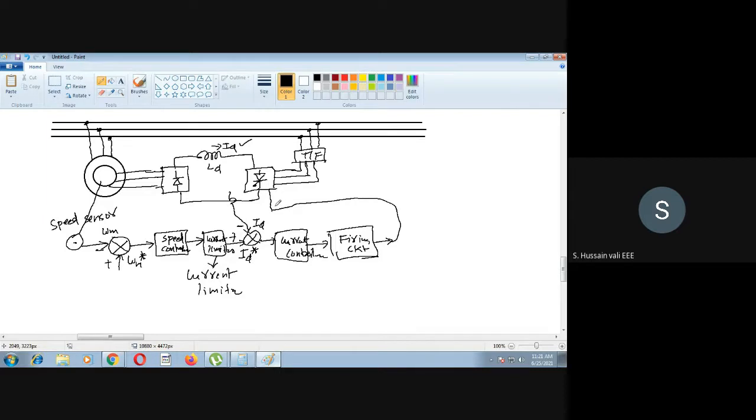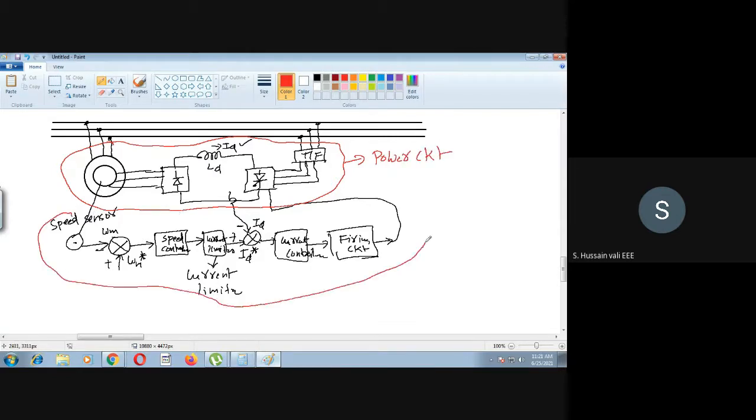So this part is the power circuit. This part is the control, we can call it the feedback path. This is the forward path. No problem, you can divide it any way. It may not be the same. But remember, this one is the power circuit, whereas this is the control circuit.